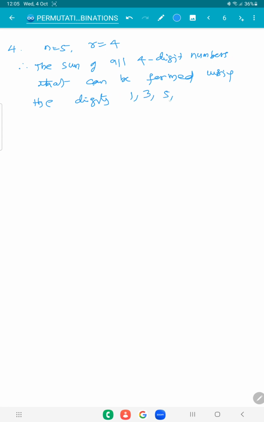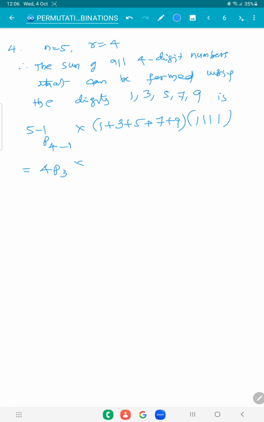1 3 5 7 9. So that is, without repetition, (n minus 1)P(r minus 1), r is 4 here, into the sum of the digits 1 plus 3 plus 5 plus 7 plus 9, into 1111, r times. R is 4 here. So that is equal to 4P3 times the sum of the digits.